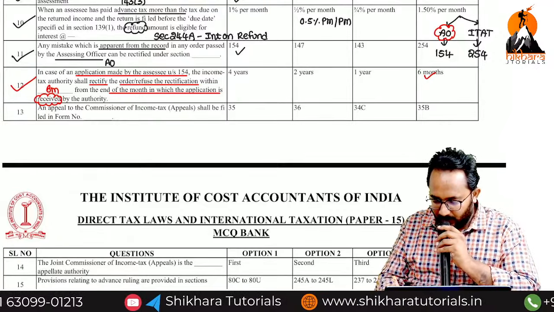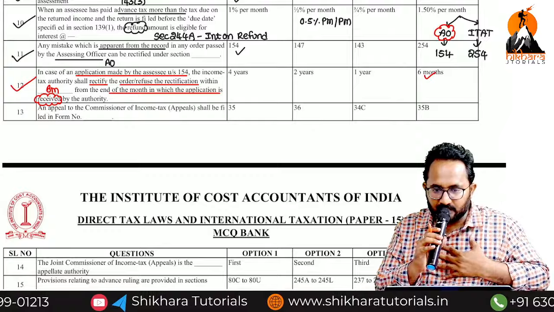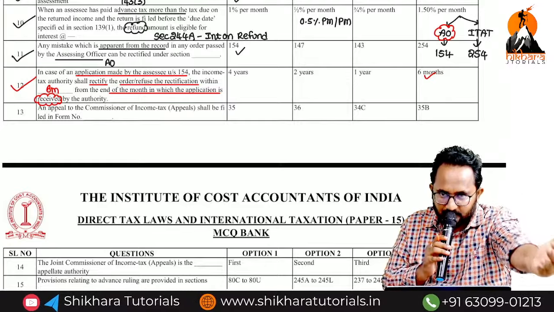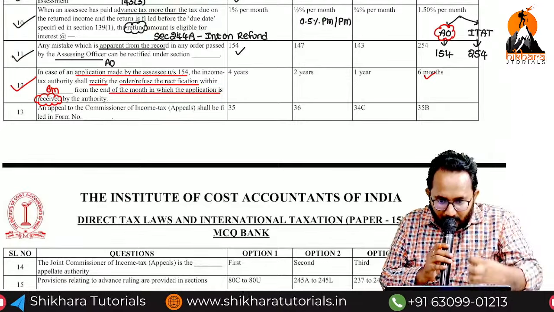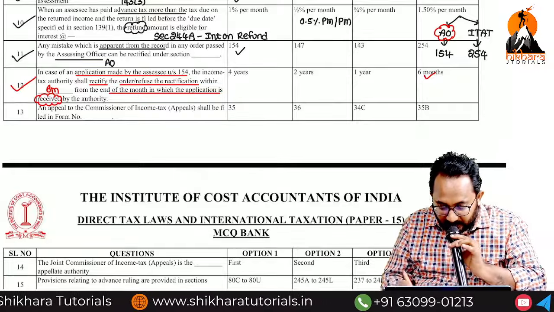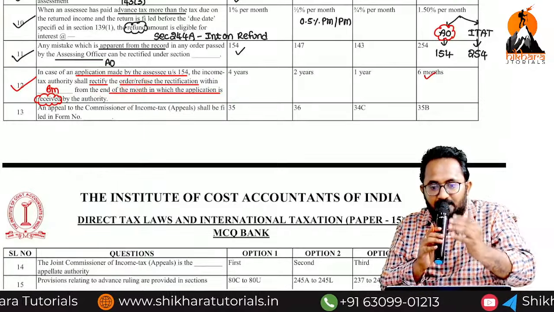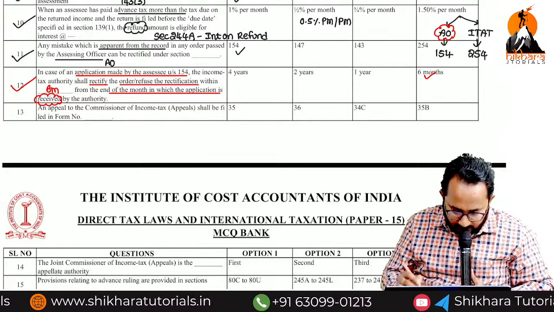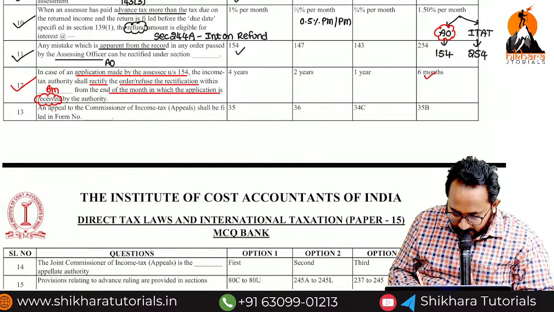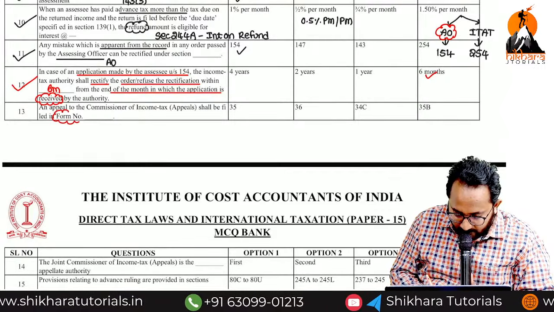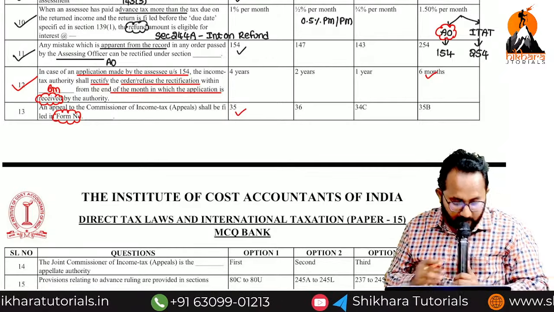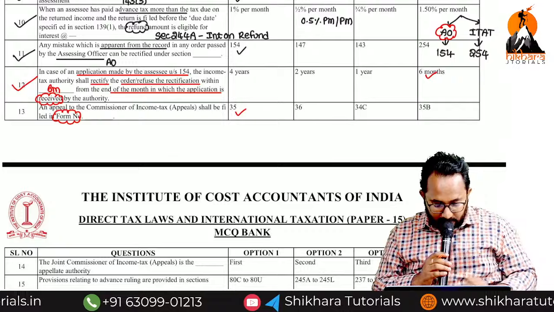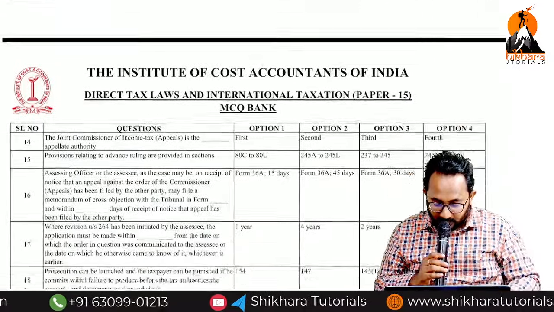Example, under section 154 I want rectification of an order, so I made an application. Say they received it 5 days after that. From that month end, within 6 months they need to give a communication whether they are going to do the rectification or reject our application. Next, what form number do we have to use for filing an appeal before the Commissioner of Income Tax? Form number 35.